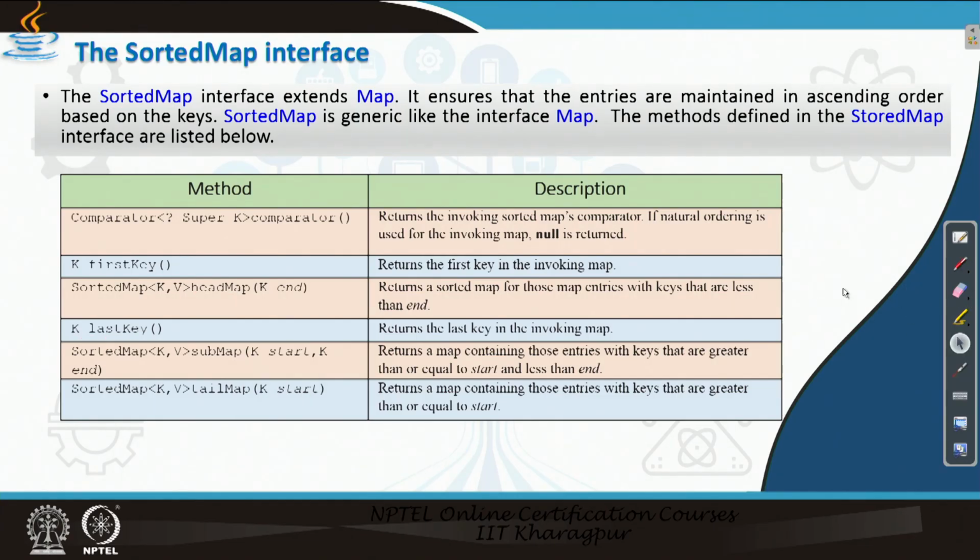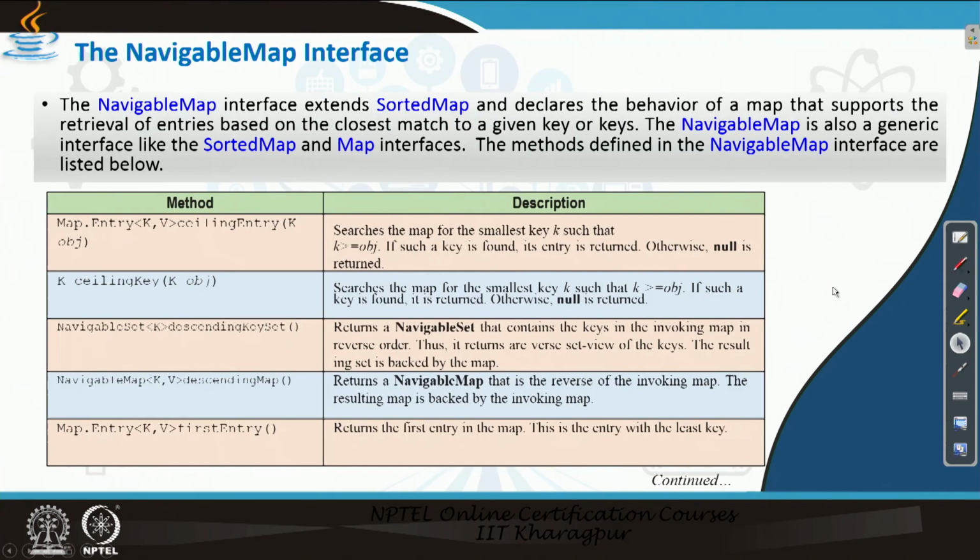So, this is the sorted map, and navigable map is basically the idea about the closest key value. If it is given there, and it does not match perfectly, then it will try to find the record or object which has the closest match. So, that is why the navigable map has been implemented there, and it has many methods.